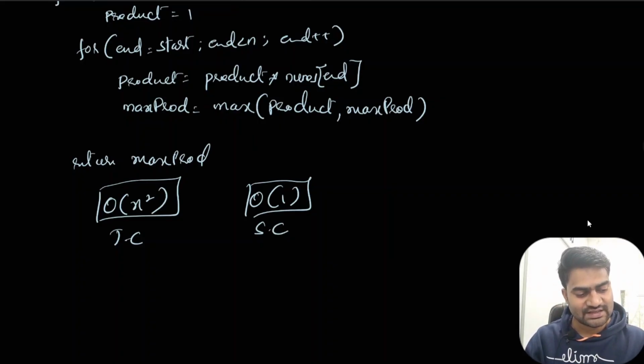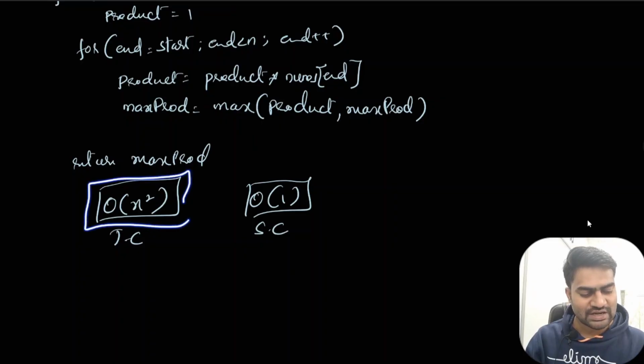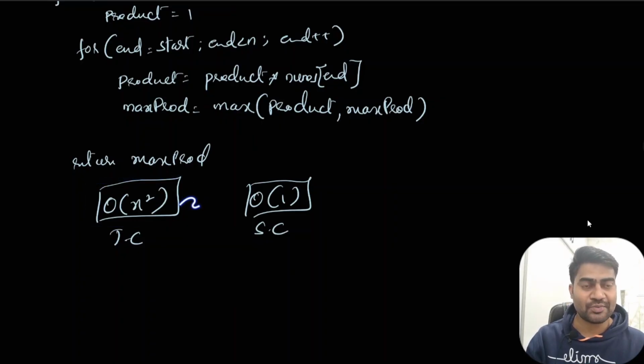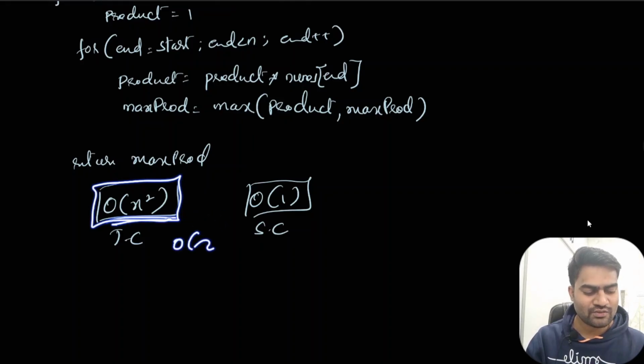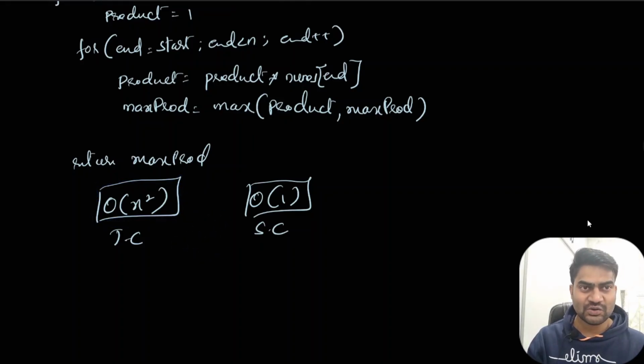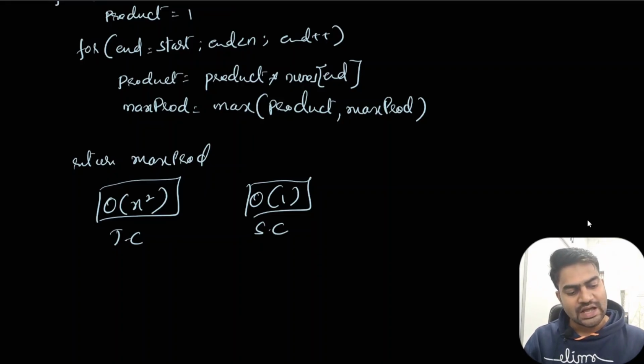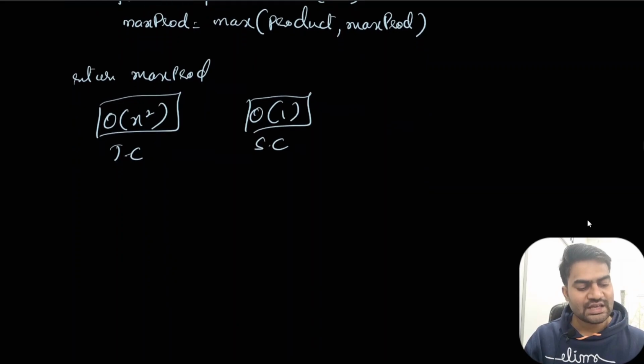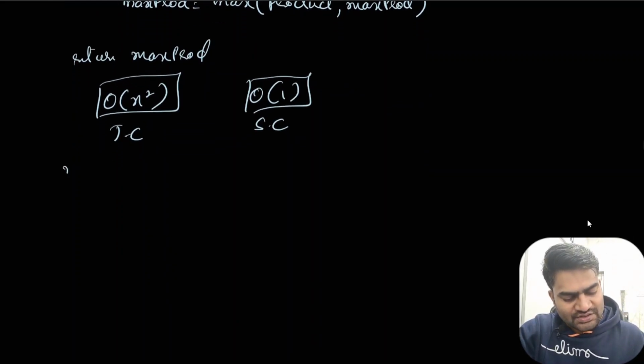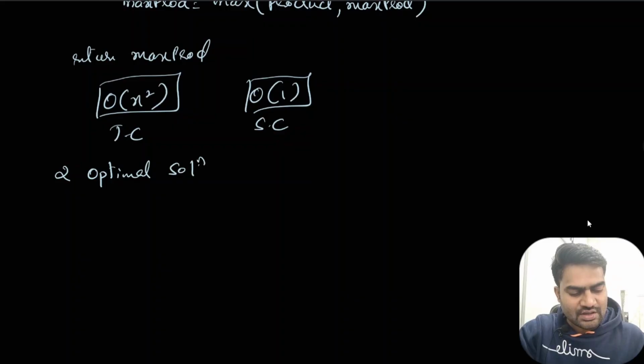Now if that is the case, for the best or optimal solution, we need to boil down this O of n square to O of n. Correct, right? That is what the interviewer will be looking for. So if that is the case, how to do that? So basically there are two optimal solutions.